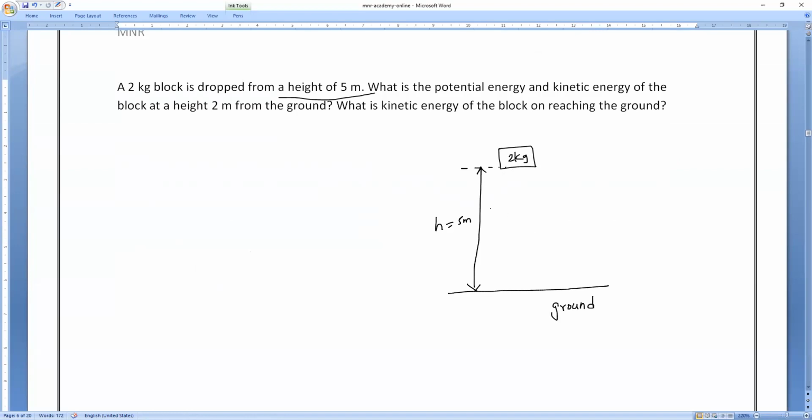Now, what is the potential energy and kinetic energy of the block at the height of 2 meters from the ground? 2 meters from the ground, they are saying. It has already traveled how much distance? 3 meters. And here it is at 2 meters above the ground. At this height, let me take it as H1, what is the kinetic energy and what is the potential energy they are asking.